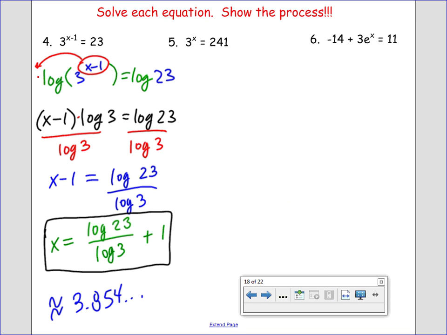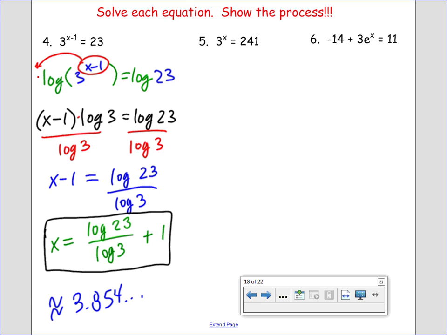Is 241 a perfect power of 3 in number 2? Check your sheet. Heather? No, and so this is an opportunity to again use the log of a power property. I'm going to purposely take the log of both sides in order to get that exponent, x, down in front as a multiplier and then solve through the inverse operation, division. Let's go ahead and do that.